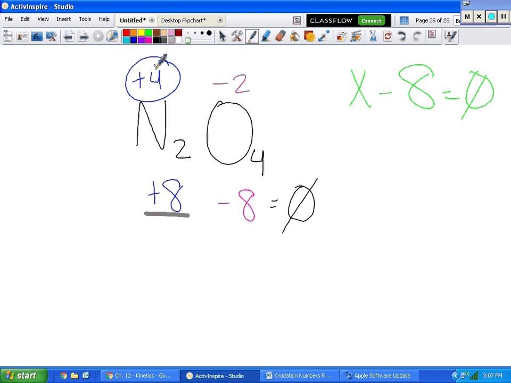Each oxygen is gaining, or is giving, or taking? Taking 2 each. Well, if you've got each nitrogen giving 4 and you've got 2 nitrogens, how many total would that be? That'd be 8 electrons moving. Each oxygen is taking 2, and there are 4 oxygens, so how many total would it be? 8. Well, you've got 8 being given, 8 being taken, everything balances itself out.